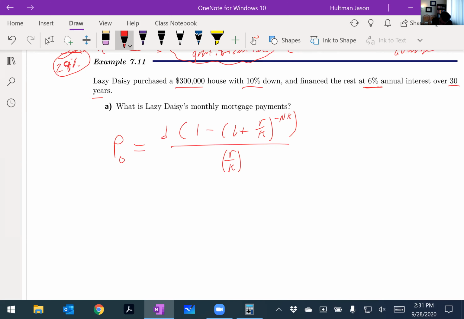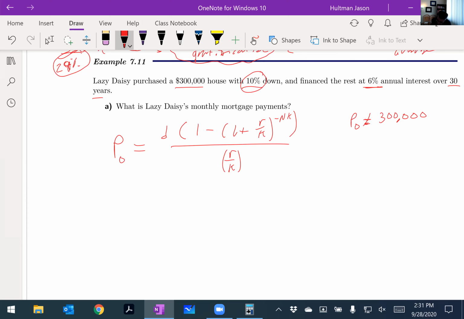Now, with one caveat, what's P naught going to be? P naught is not equal to $300,000. Why? Because I was smart and I saved my money, and most lenders want you to have 10% down on a house. So you have to say, I'm going to save my money, and I want 10% down.